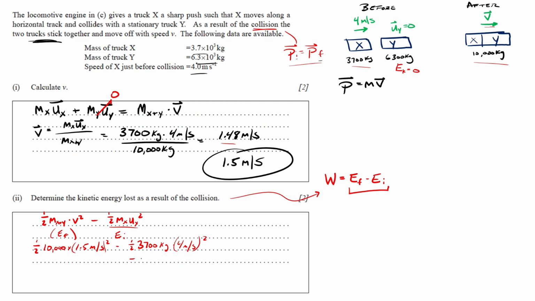When I subtract these, I'll find the difference is 18,000-ish joules. And it's best to always write scientific notation, especially when I'm rounding and stuff, so I'm showing that this is definitely 2 sig figs. Okay, so there you go.